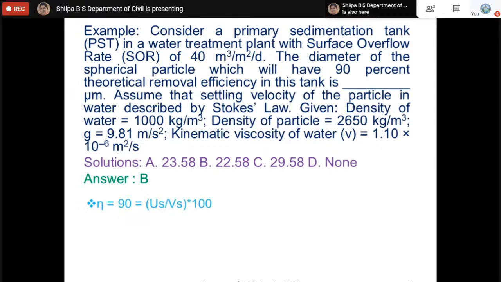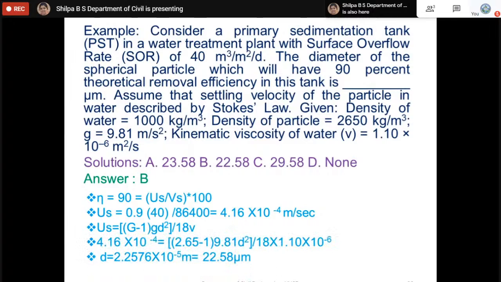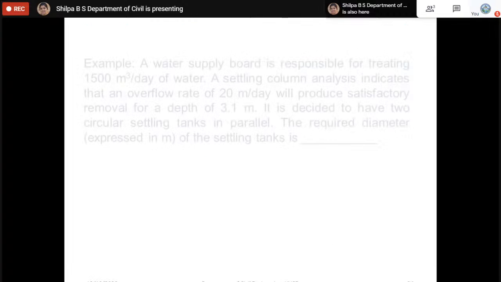In this, the answer is B, that is 22.58. So here, the only thing that changed is the efficiency. In the previous, they had given 80. In this, it is given as 90. So based on this calculation, we will get the diameter of the particle as 22.58 micrometer.